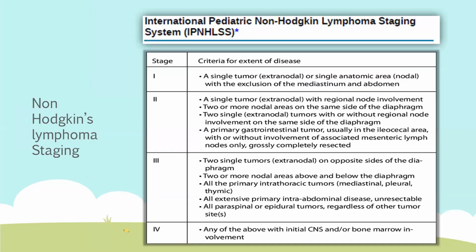After that, next, for non-Hodgkin lymphoma, we use the International Pediatric Non-Hodgkin Lymphoma Staging System, IPNHLSS, also known as the Murphy Staging System. So this staging system reflects more on the tumor volume rather than the degree of spread from the primary site. It also consists of 4 stages, and you guys can read it. So, next slide.